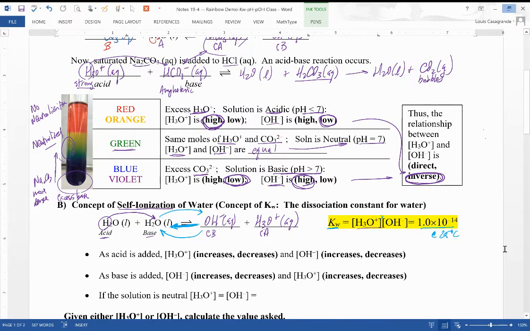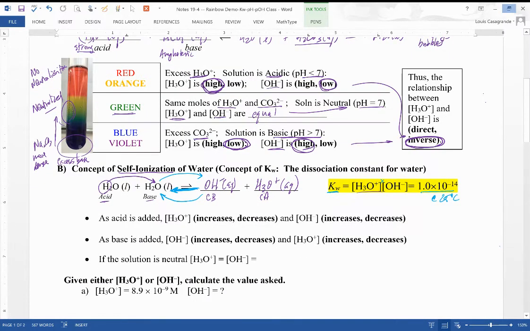So because of that reverse arrow up there, if we add some excess H3O+, so as acid is added, the H3O+ concentration increases. That means that this number is going to be too high.